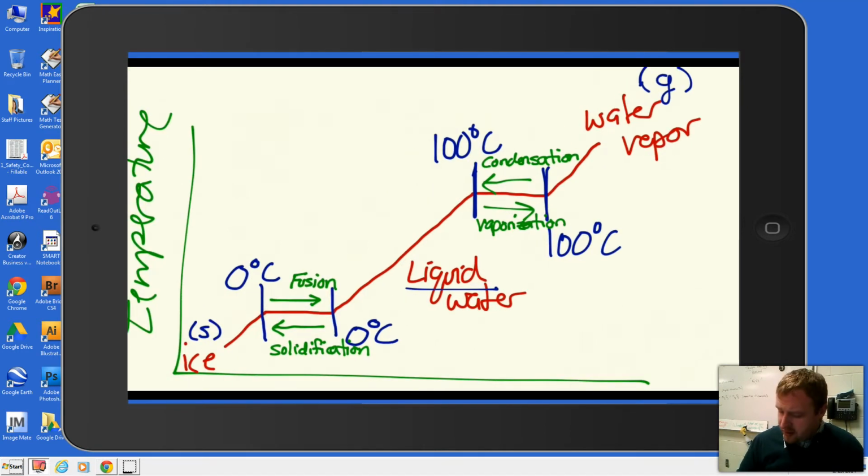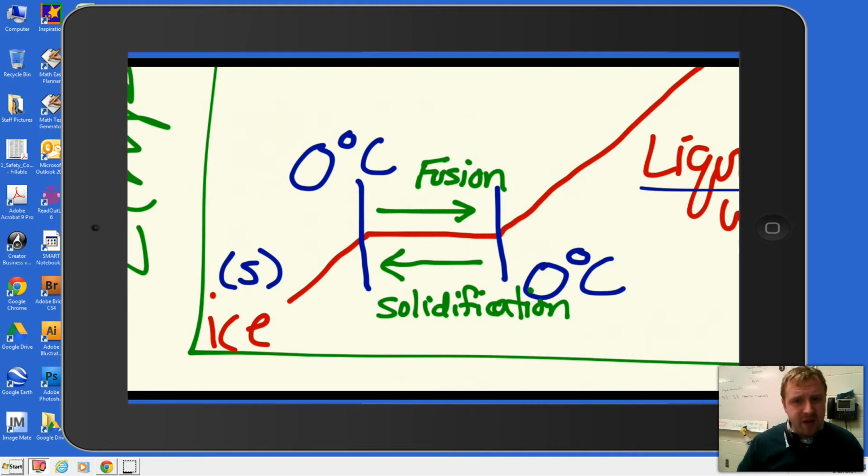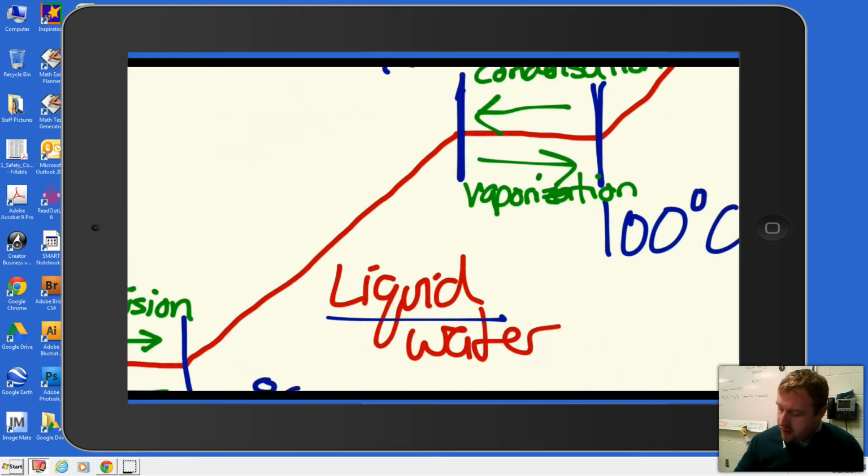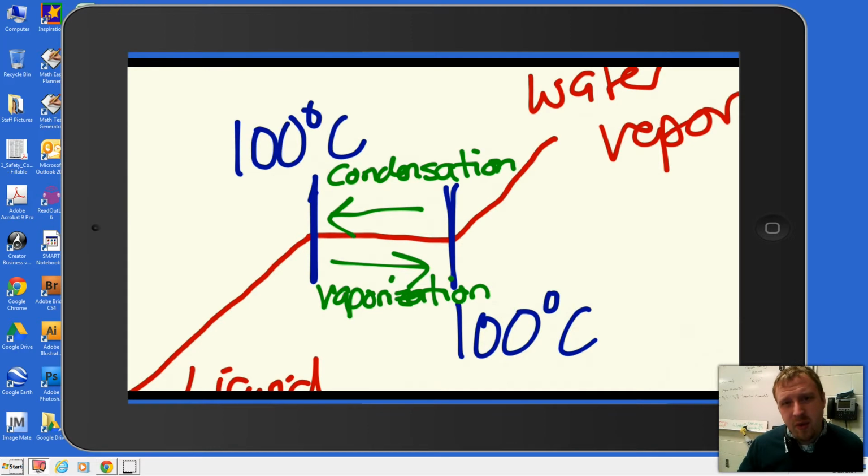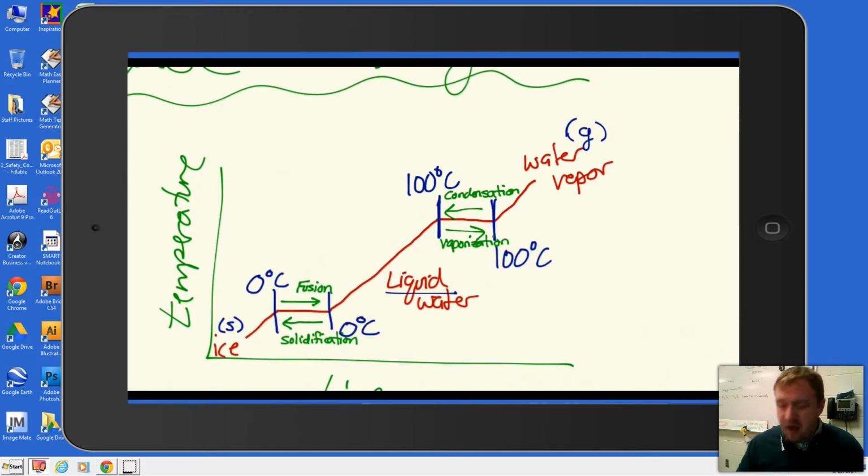Now, the other thing that we wanted to zoom in on was that we have these words like fusion and solidification. We have these words like condensation and vaporization. What these words imply is the direction of the phase change, whether it be from solid to liquid or liquid to solid, but also what kind of phase change it is. For instance, we might be adding heat in fusion and vaporization. However, one is from solid to liquid, the other is from liquid to gas. So it's very important that we understand this terminology.